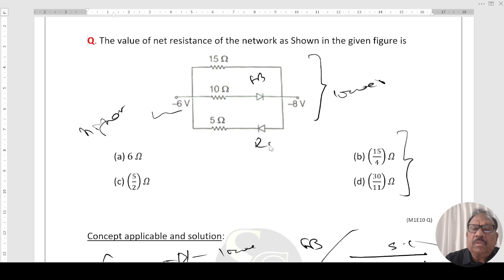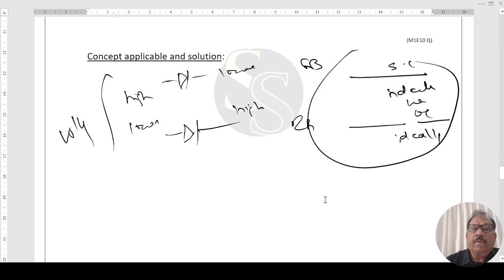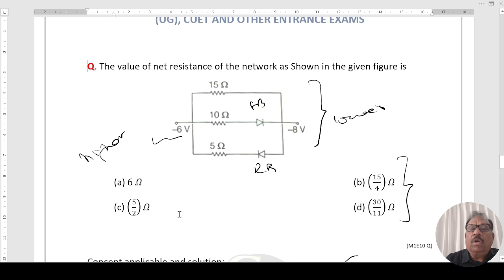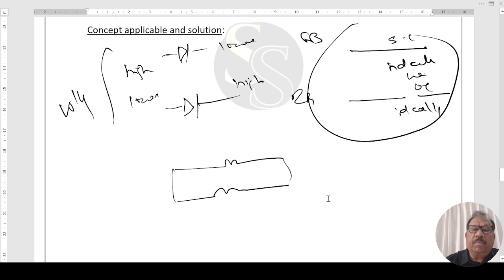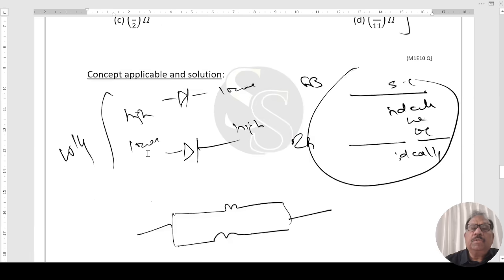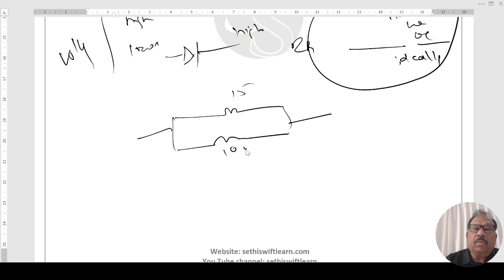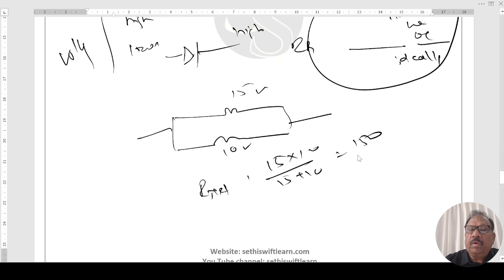This is reverse bias. So this circuit reduces to like this. This will allow the conduction, this will allow the conduction, this will behave like open circuit. So total net resistance will be between this. This is 15 ohm, 10 ohm. So R net will be equal to the product upon sum, 15 times 10 upon 15 plus 10. That is 150 divided by 25. That is 6 ohm is the answer.